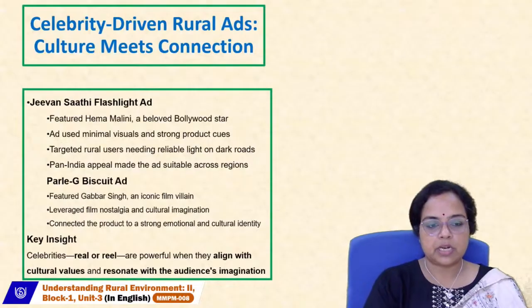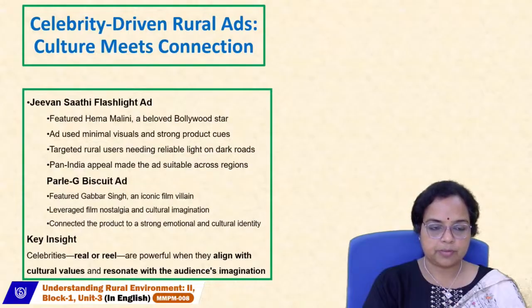Likewise, Parle-G biscuit art featured in the Gabbar Singh movie, an iconic film villain. The person was endorsed by the company to do the advertisement for Parle-G biscuit. It leveraged film nostalgia and cultural imagination. The film was a popular one, and the audience of the film immediately got connected with the Parle-G biscuit art because Gabbar Singh had done it. It connected the product to a strong emotional and cultural identity.